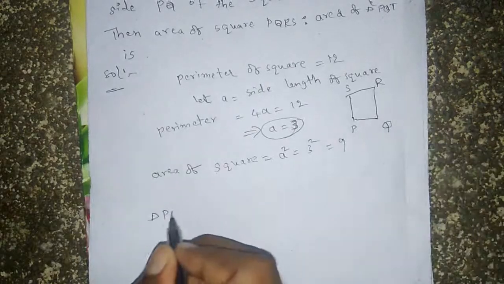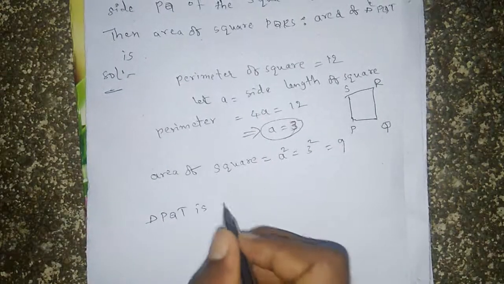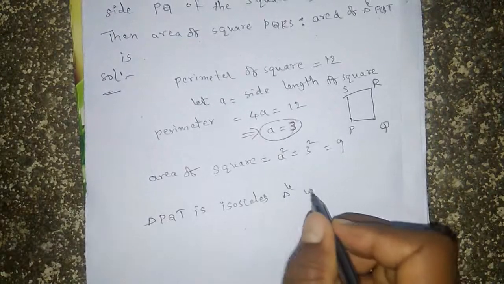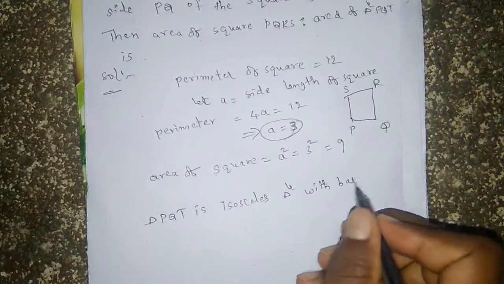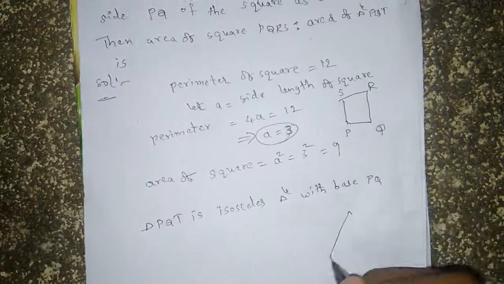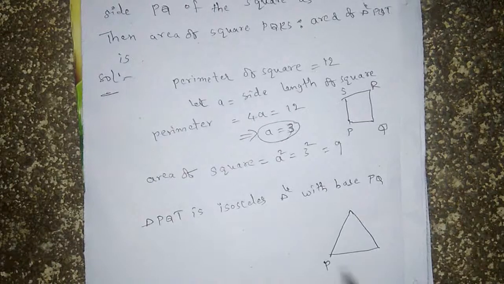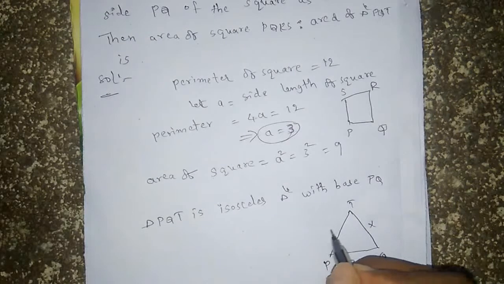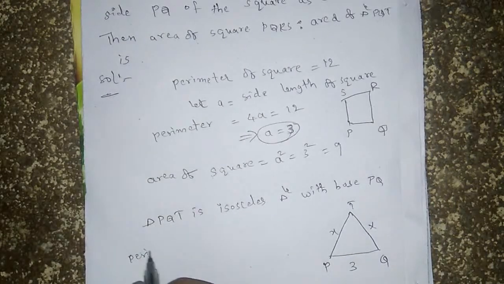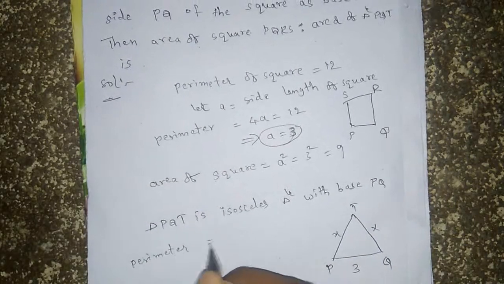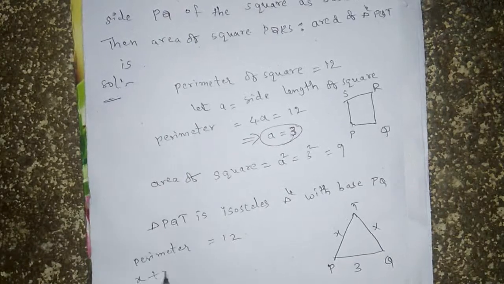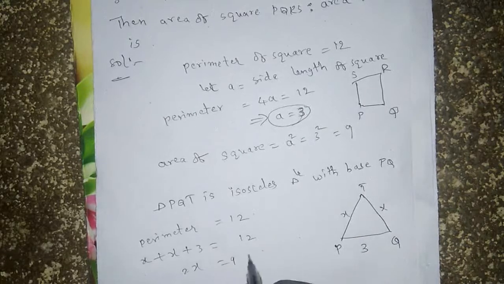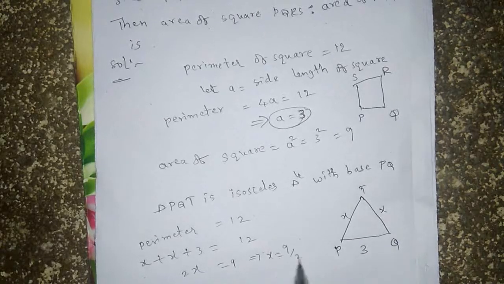Next, triangle PQT is an isosceles triangle with base PQ. The base is 3, the equal sides are x, and the perimeter is again 12. Here the perimeter is 2x plus 3 is equal to 12, so 2x is equal to 9, which implies x is equal to 9 by 2.